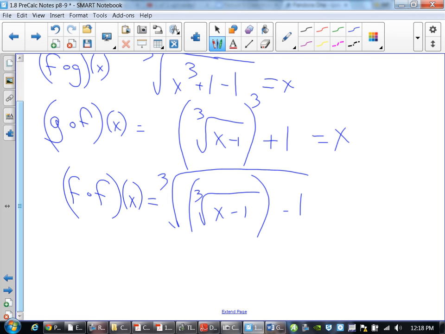Power to power, you multiply, you get 1/9, so you get a 9th root. So gross. Yeah, I want to do some more of that domain stuff.